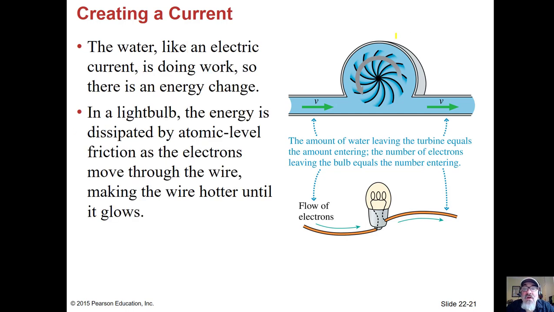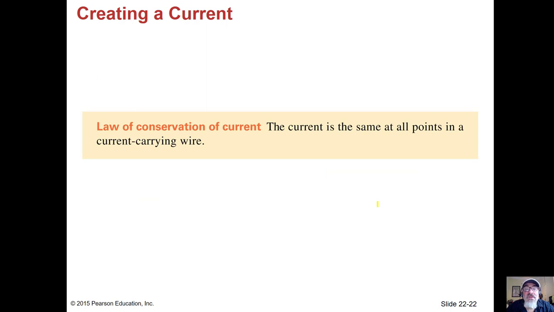You don't use up water molecules to get this to turn. They just hit the turbine and make it turn. Same thing here. Electrons hit other molecules, everything heats up by friction and glows. So the current is the same at all points in a current-carrying wire, just like you get the same water flowing through a hose.